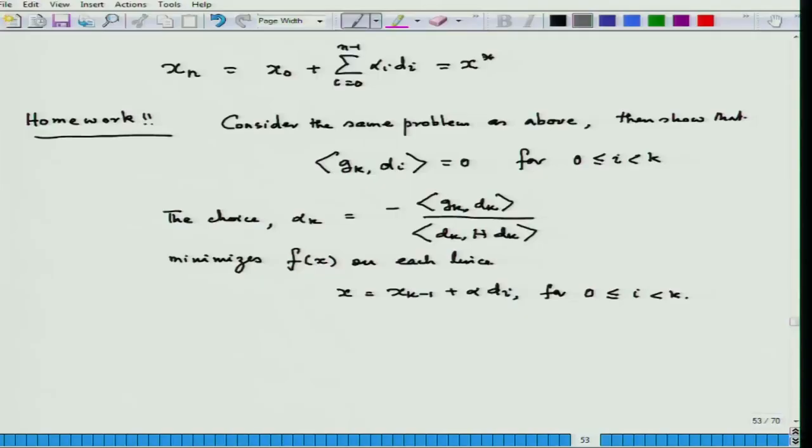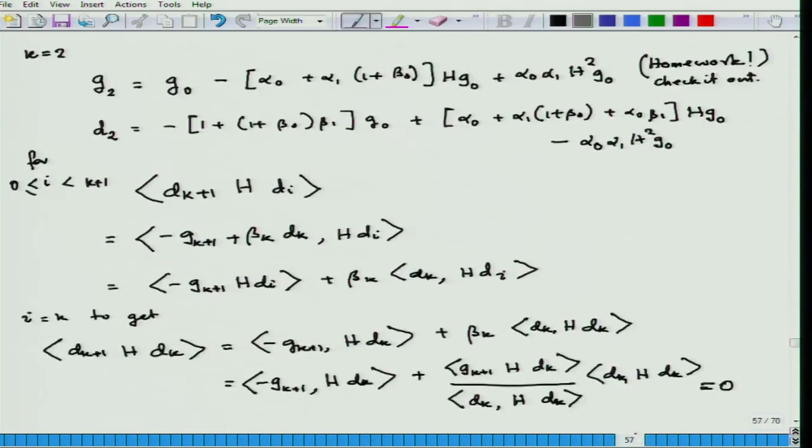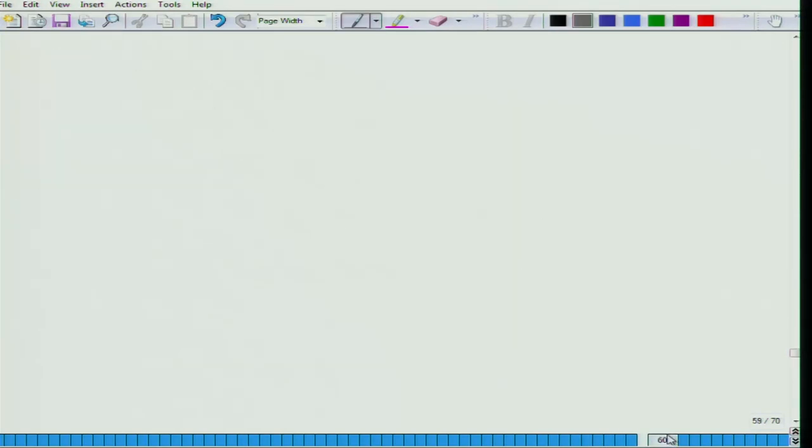Now, I have given you this homework while discussing the conjugate directions method in one of the previous lectures. Now, I will solve this part of this homework, but I will keep this other part for you to try out. So, today I will begin by trying to solve.